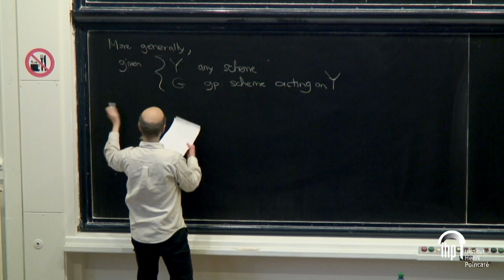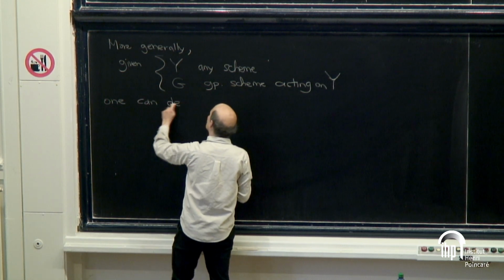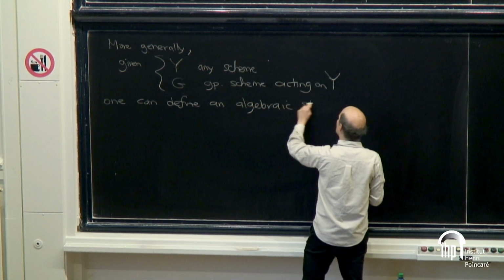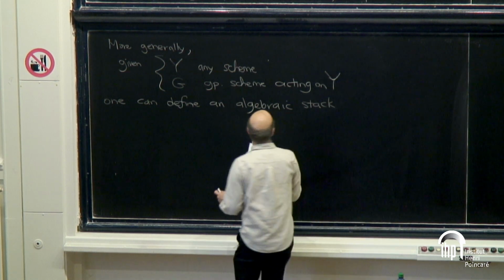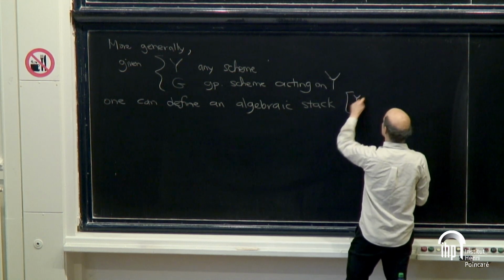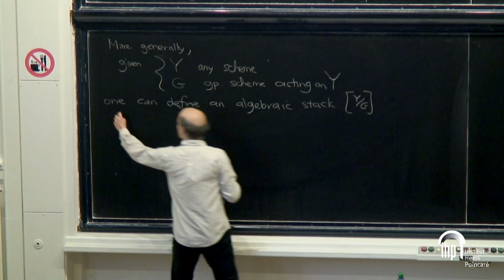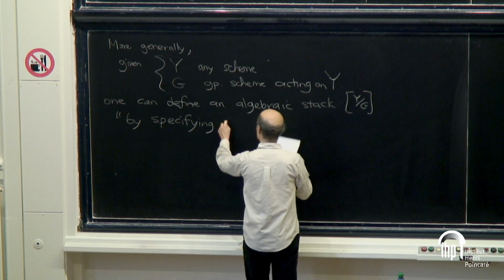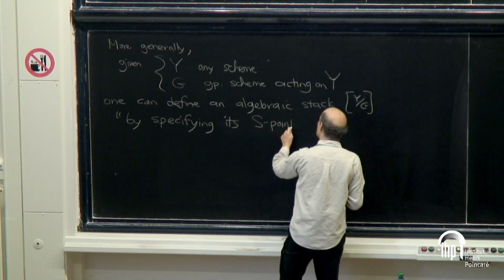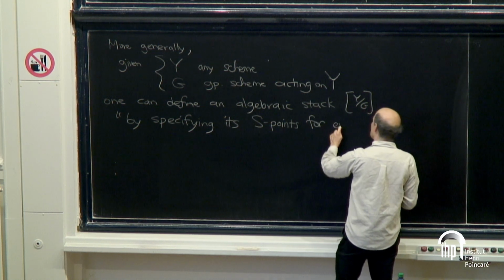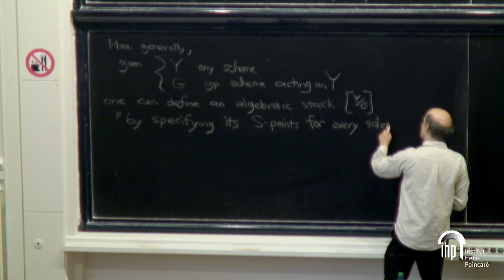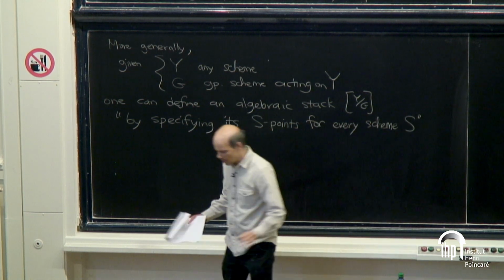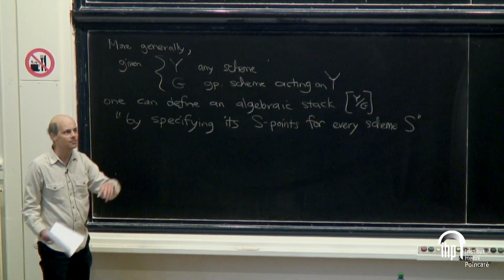So you can form what one can define, an algebraic stack, so called Y bracket Y over G. Well, essentially by specifying what its points are, for every scheme S. I'm lying a little bit, because the set of S points is really supposed to be a category, so you should not just say what the points are, but also what the morphisms between them are, and they should all come in one big packet.